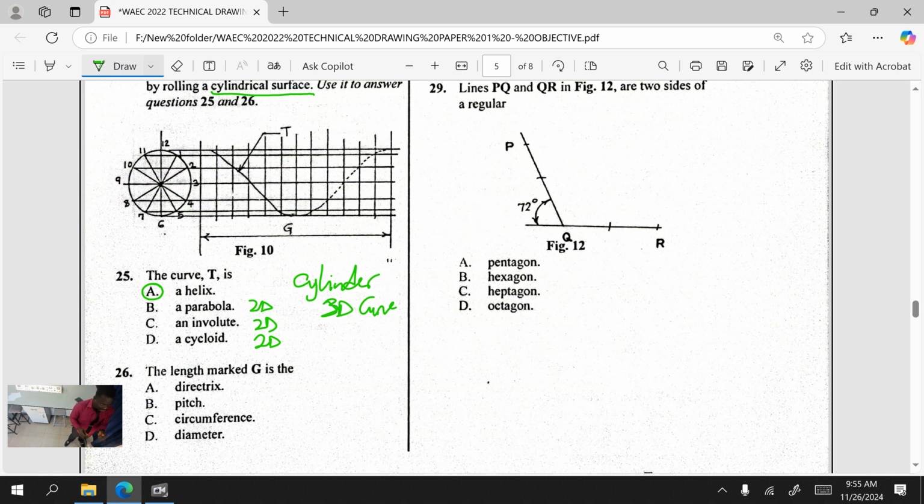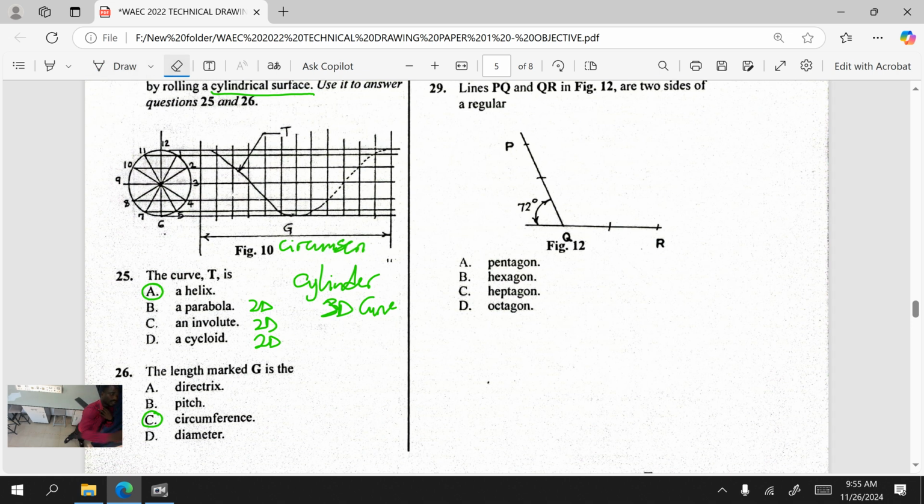The length marked G. Can you see the length? Good. The length marked G is the what? It is the circumference, because the cylindrical surface is rolling. So when we are measuring it, we have to measure it along the circumference, because the cylinder has a circle at the bottom, and that is the part that is used to roll. So this distance is the circumference.